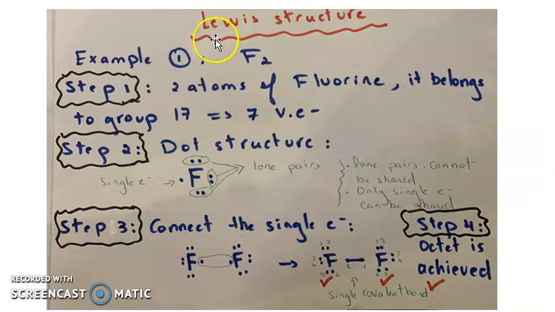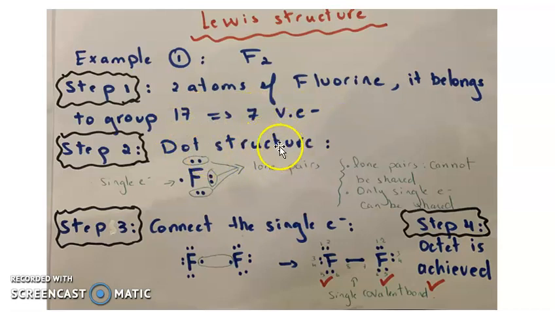A really simple example is F2, fluorine. How many fluorines do you have here? 2 of them. 2 atoms of fluorine. So step 1, you determine the valence electrons. Each fluorine has 7 valence electrons. Why? Because fluorine in the periodic table is in group 17. Step 2, you draw the dot structure or the Lewis dot diagram for fluorine.